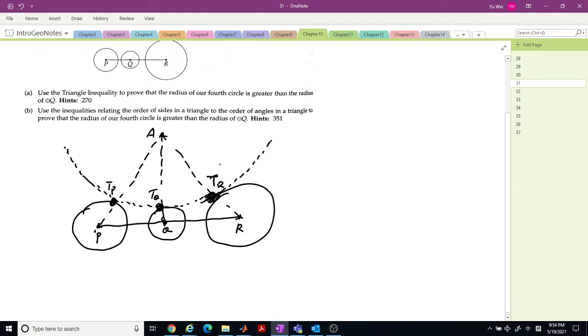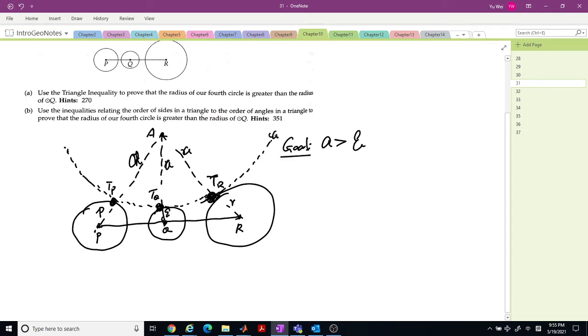Then we want to use the inequality to prove something about the radius of the fourth circle. So the radius of the fourth circle is R. No, let's use A, because I want to use the radii P, Q, R to represent these three circles. We want to prove that A is greater than Q, which is the goal.